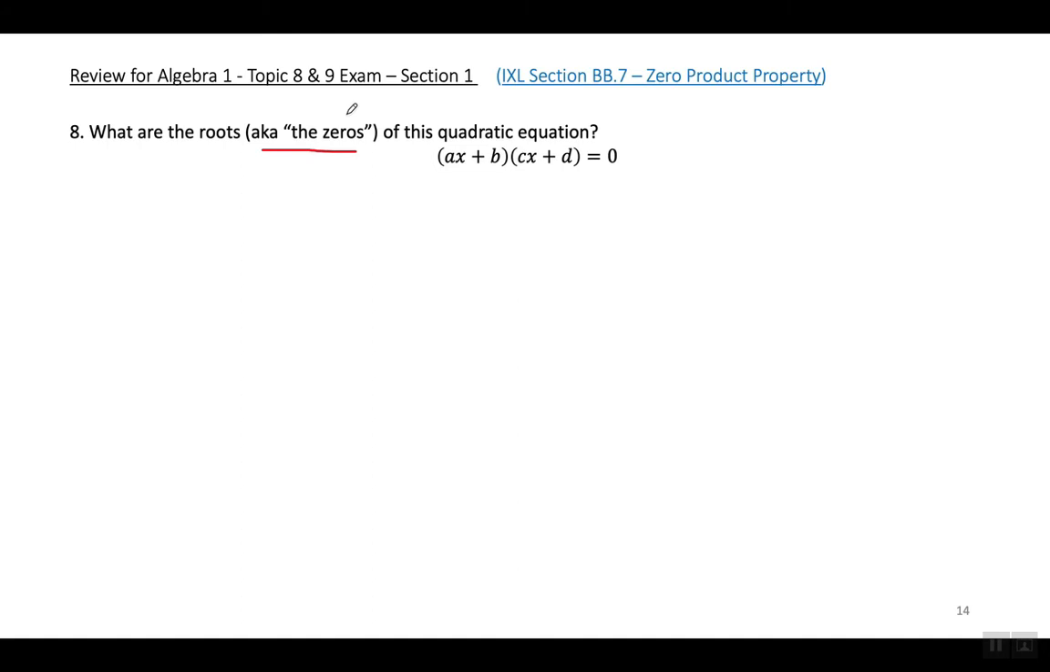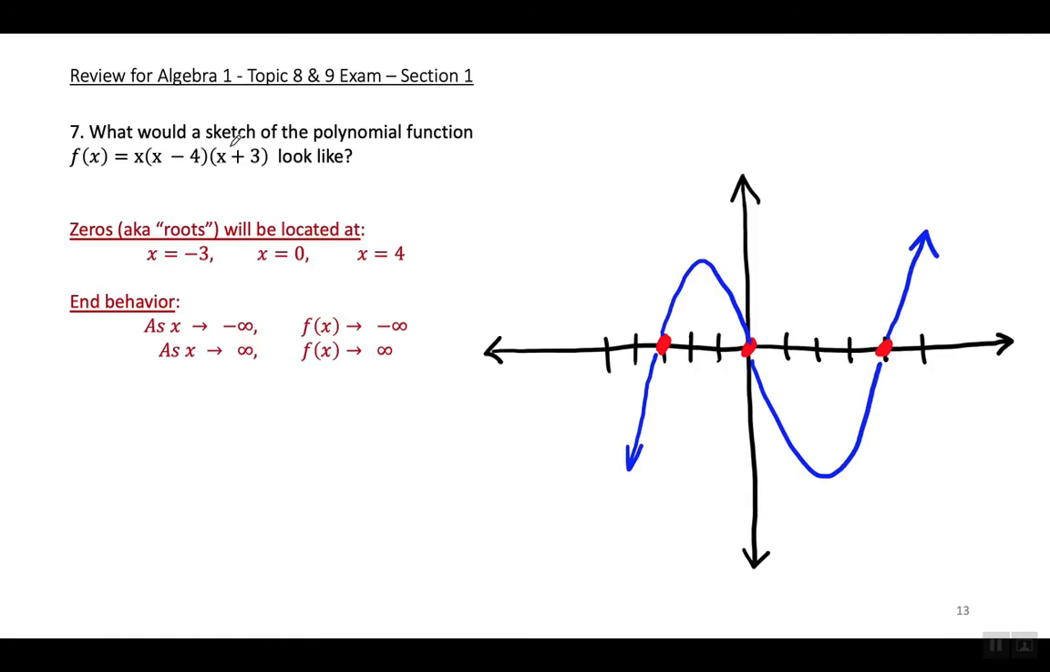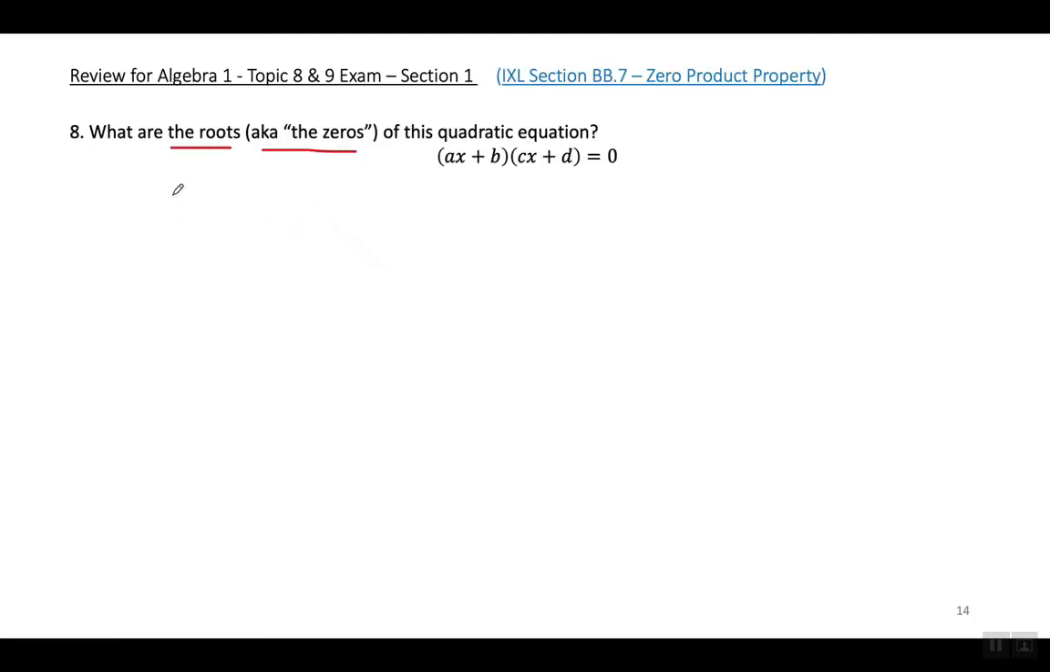Again, I'm going to say it again. On the test, they use both terms. In some questions, they say the zeros. In other questions, they say the roots. They're both referring to the same thing. Now, how did I do it in this previous question? Do you remember? Set each factor equal to 0 and solve for x. Guess what? That's the same thing you got to do here.